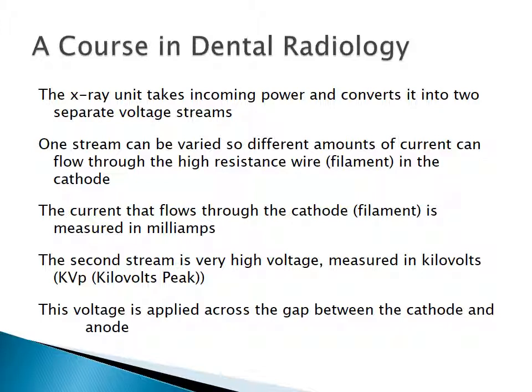So what happens within our X-ray unit itself is our X-ray unit is going to take our incoming power and convert it into two separate streams. One of them will be varied in different amounts of current, which flow through that high resistance wire or that filament that we spoke of in our cathode. That current that flows through the cathode is measured in milliamps. The second stream is going to be very high voltage, and that's going to be measured in kilovolts or kVp, which stands for kilovolts peak. That voltage is applied across the gap between the cathode and the anode.